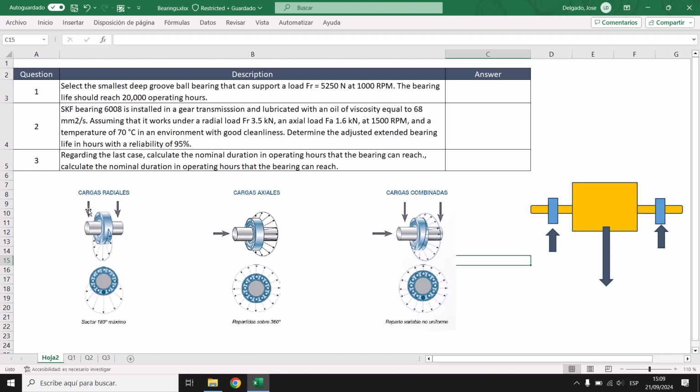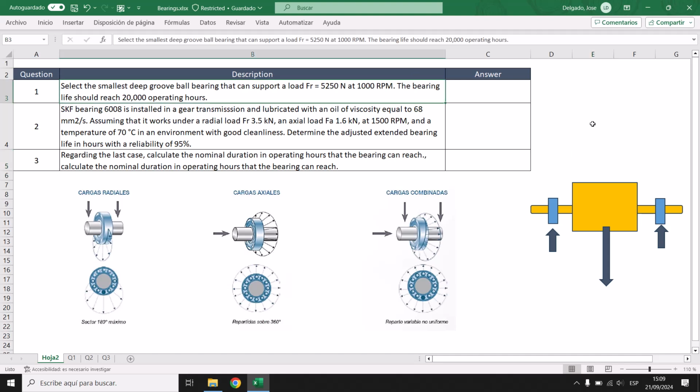As you can see, this is an example for radial load, axial load, and combined loads. Imagine this is the shaft and the rotor of the electric motor, and this is the weight of that rotor, and you're going to have two different forces in the y direction. So in this case, the first picture is radial load.